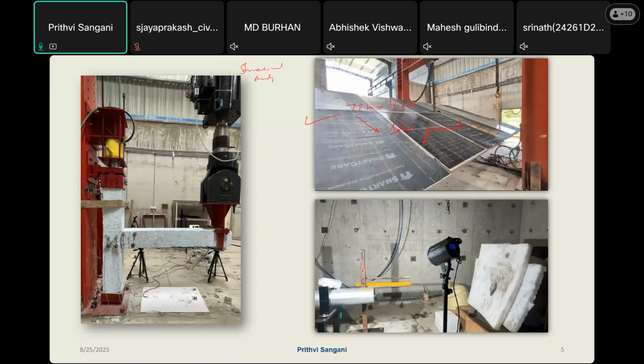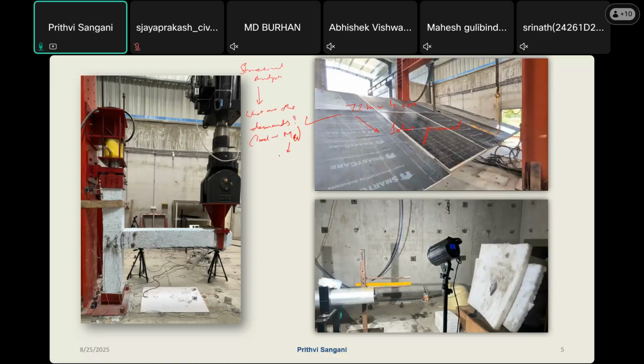So what does structural analysis teach? It teaches what the demands onto the structure are. Okay, what are the demands? The structure has loads coming onto it. From the loads, it gives moment demands.